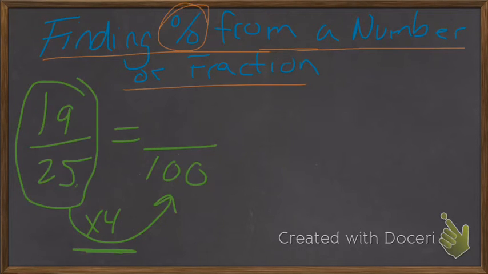That's correct. Whatever I do to the bottom number, so in a fraction, if I have 1 over 2, this is the numerator, and this is the denominator. And these are terms that you've heard before.